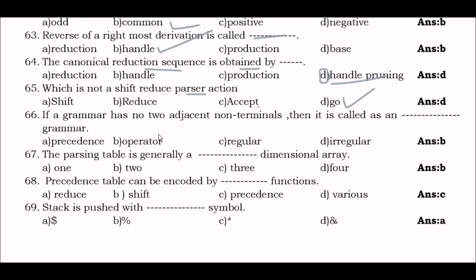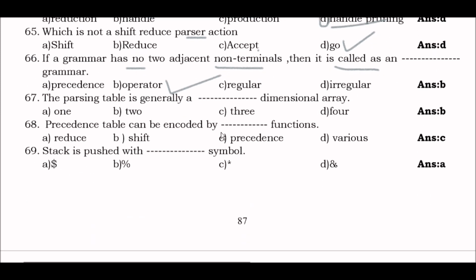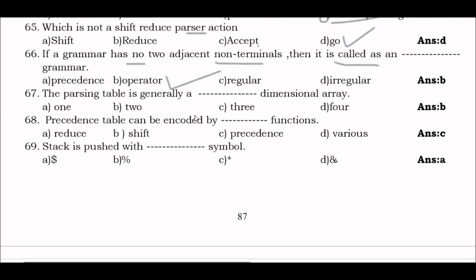Next question, if a grammar has no two adjacent non-terminals, then it's called an blank space grammar. The right answer here is option B. If a grammar has no two adjacent non-terminals, then it's called an operator grammar. Next question, the parsing table is generally a blank space dimensional array. Right answer is option B, 2. The parsing table is generally a two-dimensional array.